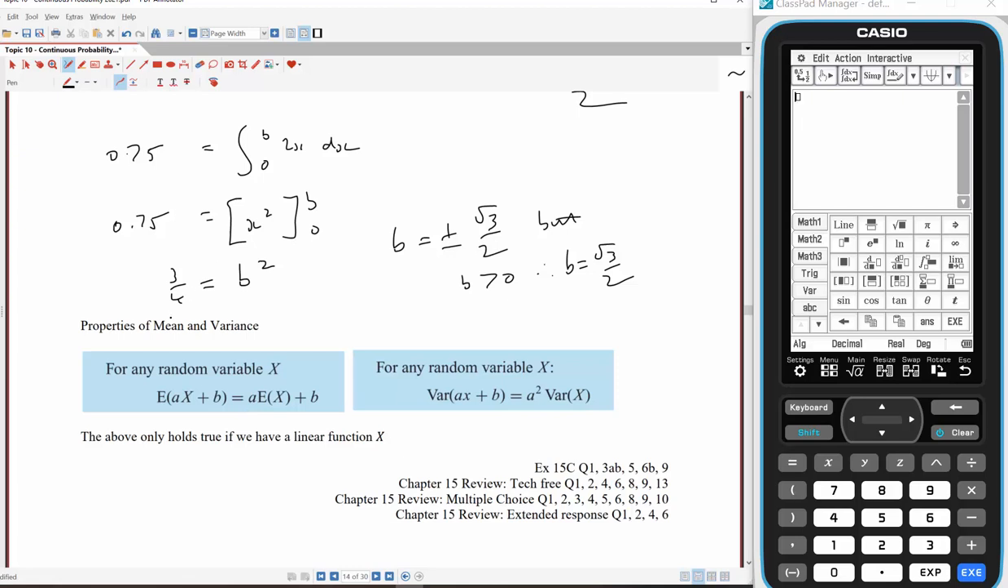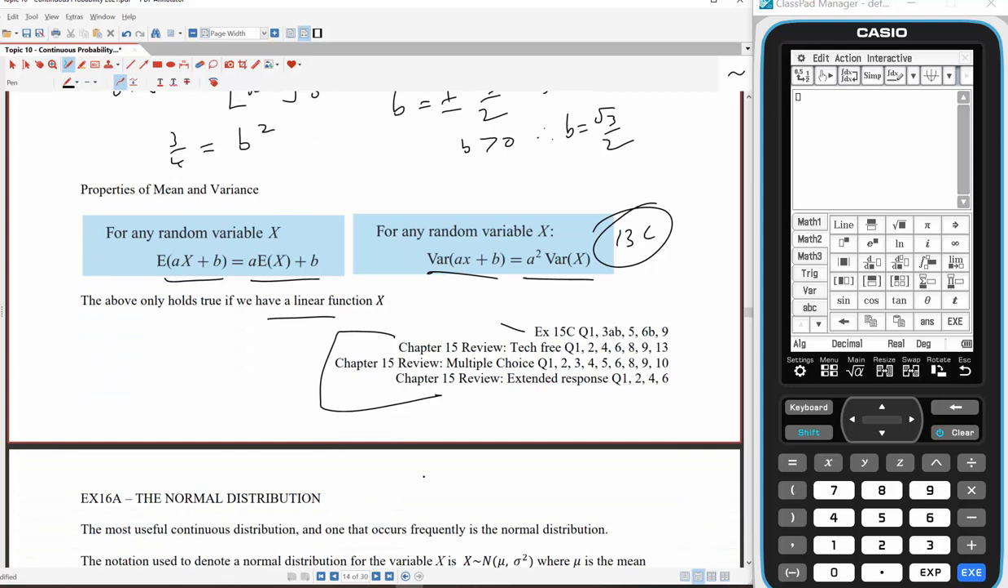Alright, so just like discrete random variables, if you've got a linear combination of variables here, then you can use this property, and same with the variance. You've got this bizarre a squared multiplied by the variance of x. Okay, so this is what we covered in, I think it was 13C for discrete random variables. So go check out that for a review, but it only holds true if we've got a linear function. So 15C, and you're now ready for the chapter review and ready for this new exciting thing coming up next, which is the normal distribution.